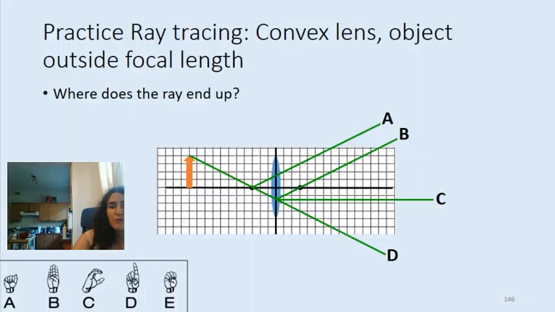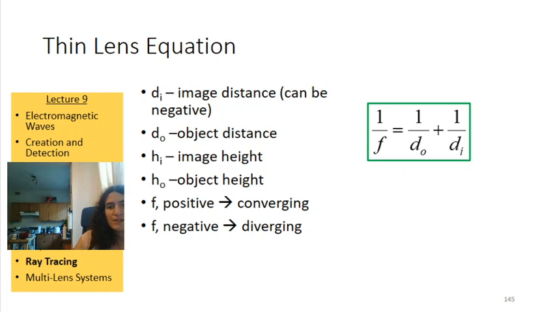Here's some rules about image distances and object distances. For a converging lens, the focal length will always be positive. For a diverging lens, the focal length will always be negative, right? Object distance, I think, will always be positive, but image distance can be negative, right? So remember that the image can either be behind the lens or in front of the lens relative to the side of the incident rays.